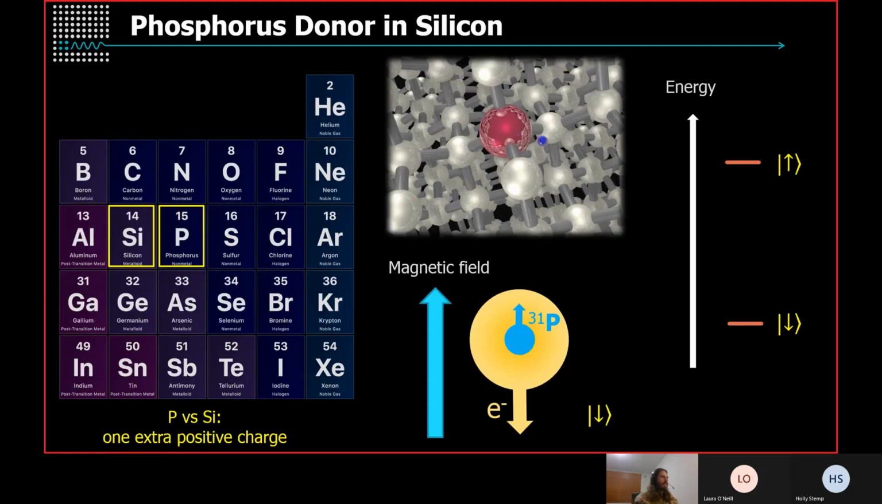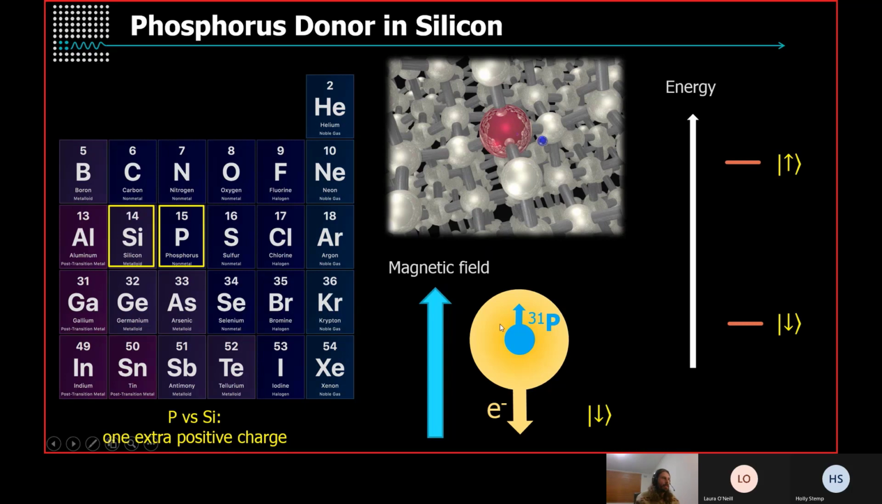So to physically implement these qubits, in our labs at UNSW, we use phosphorus donors in silicon. So compared to the silicon host crystal, the phosphorus donor has a net positive charge and can bind an electron, which is negatively charged. Then the qubit is implemented in the spin of our electron, which in the externally applied magnetic field will split energetically into the down and up state.